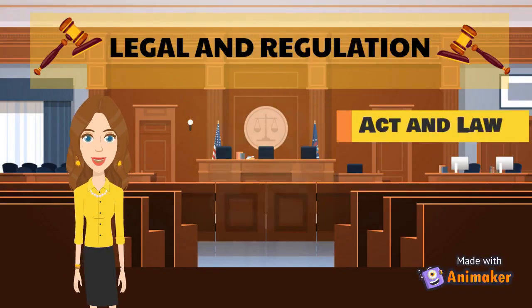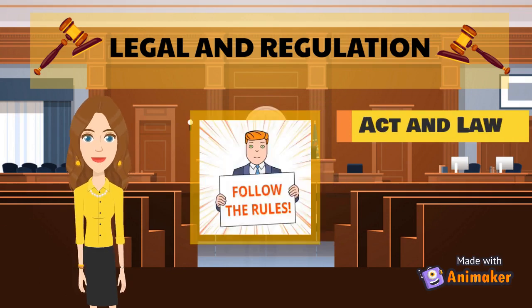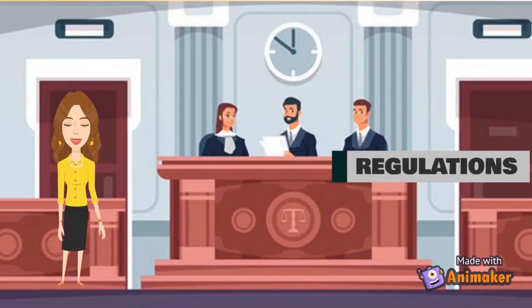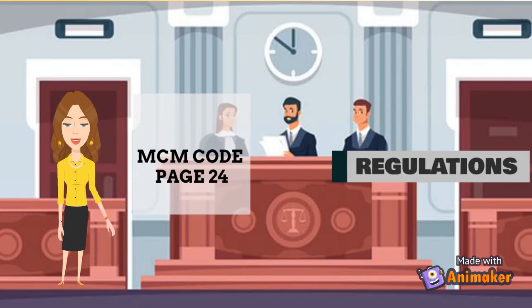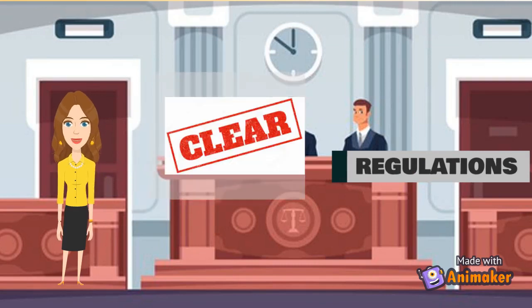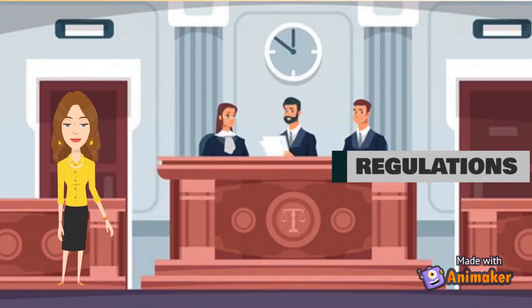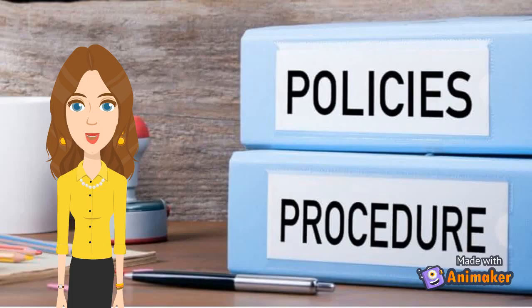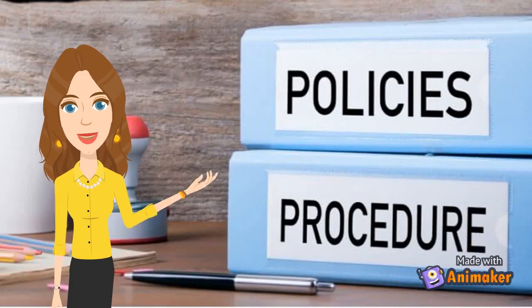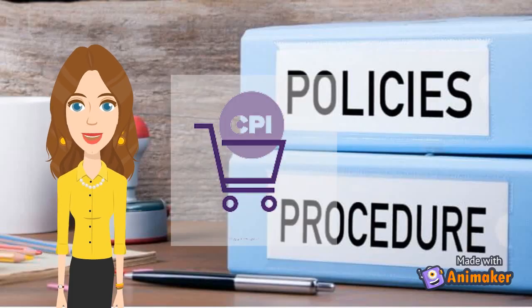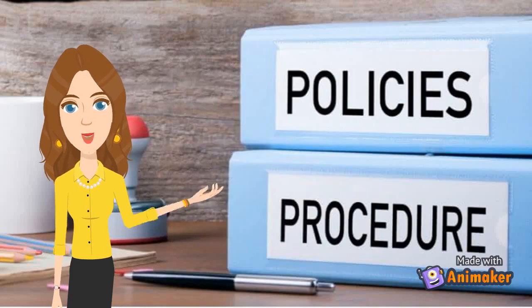Law is a rule, having acts and laws, issued by the government. Marketers must follow these acts and laws when setting the final price. Regulation is an official rule by the government. Example on page 24 under the MCM code. The price should be clear and related to the product. Policies and procedures: for example, a price index can become a guideline for the marketer to decide the final price.